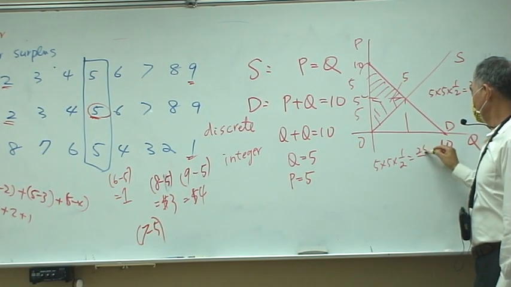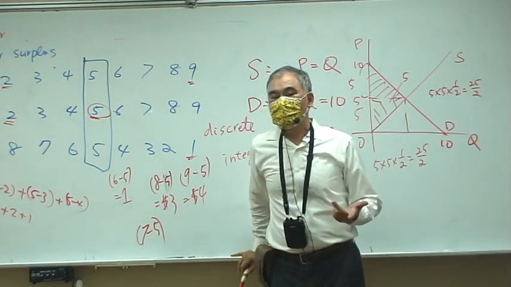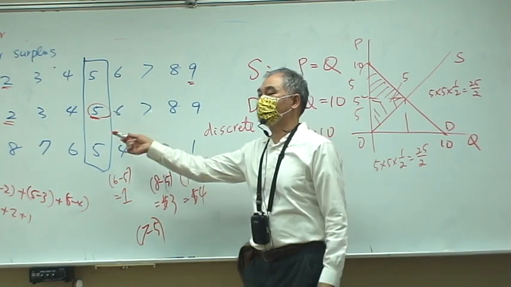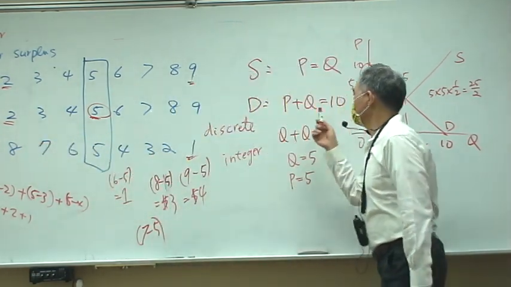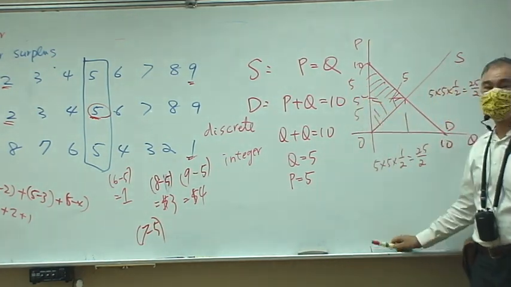So 25/2. There are two ways to calculate consumer surplus and producer surplus. Here, you count it unit by unit. Here, you calculate the area of a triangle. Questions?